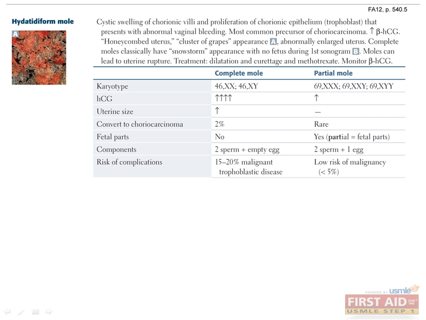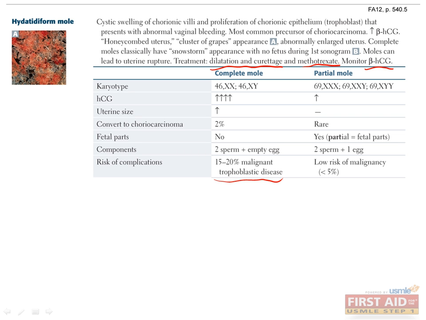A partial mole occurs when 2 sperm join 1 egg to form a 69-chromosome zygote. Both will have increased beta-HCG and have some risk of converting to choriocarcinoma, which is a very aggressive type of cancer of the placenta. However, this risk is significantly higher in a complete mole. They're both treated the same, with dilation and curettage, and with methotrexate.